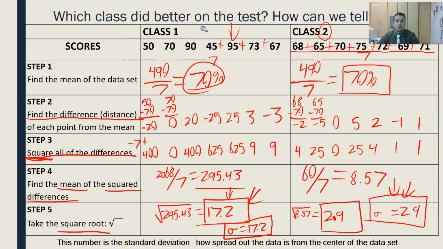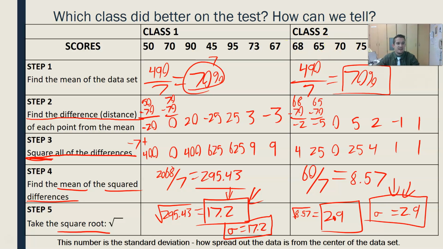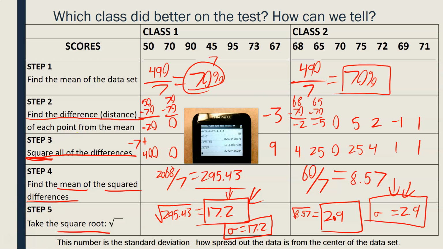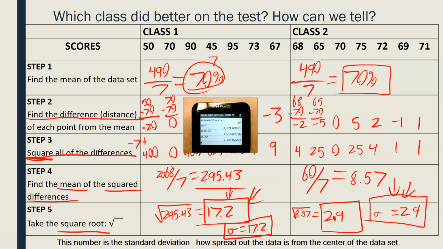This was kind of a process to find the standard deviation for each of these data sets. So I'm going to show you how you could find this in your calculator or on the computer. Hopefully you can kind of see my screen a little bit. I'm going to show you on my calculator how to find the standard deviation, and on the computer how to find the standard deviation.